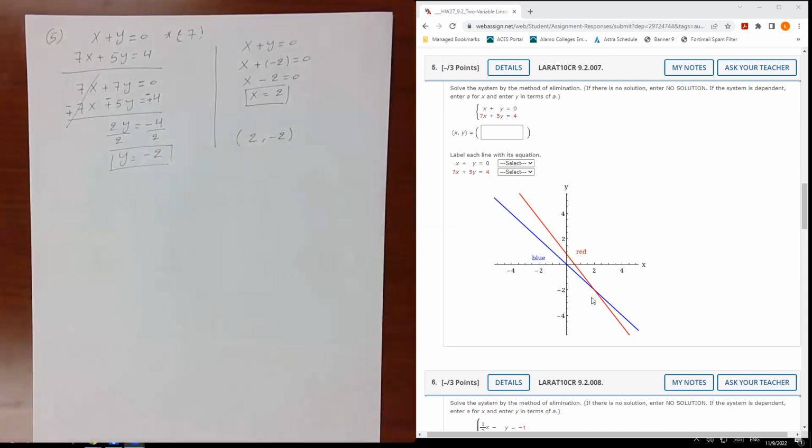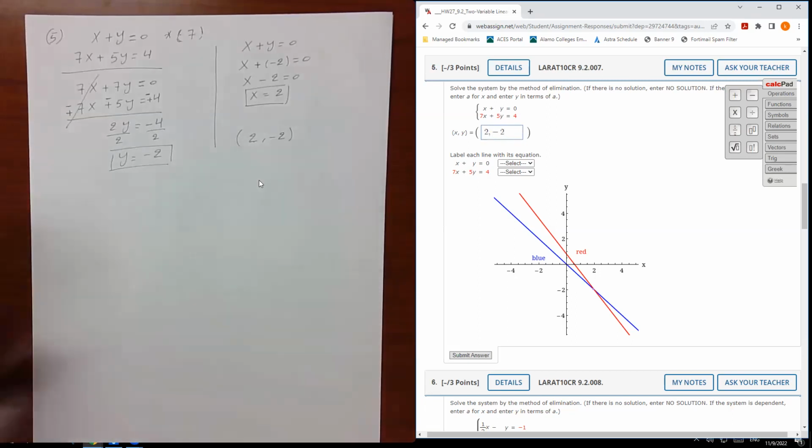Let's check the solution on the graph. Yes, you see the intersection point here. This is the intersection point, which is x is 2 and y is -2. Now let's check which one is the blue line and which one is the red line.